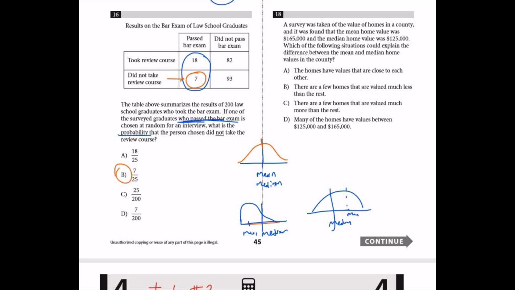Small outliers, large outliers. So here what is described is we have mean 165,000 and we have median 125,000. So here our mean is greater than our median, which is here. So we know that there are few homes that are valued much more than the rest.